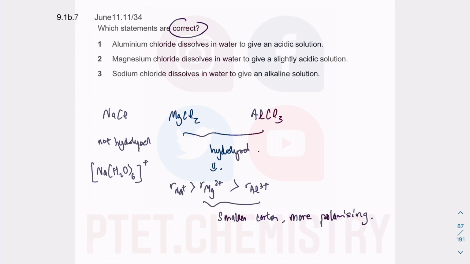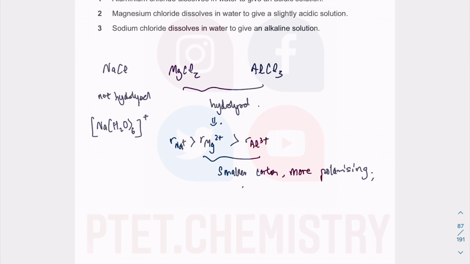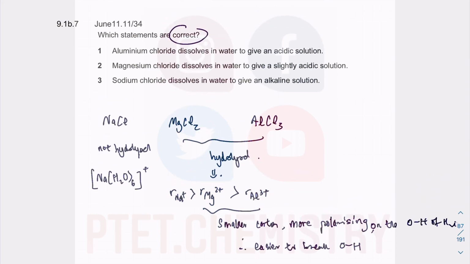They exert a greater degree of covalency on the anion, sorry, and therefore it is easier to break the OH. Okay, more polarizing on the OH of H2O. Remember that in the previous question, in the presence of water, your cation is going to be surrounded by water. The smaller you are, the more polarizing you are on the water, and therefore it's easier to break the OH bond, and therefore the extent of hydrolysis increases in that way.